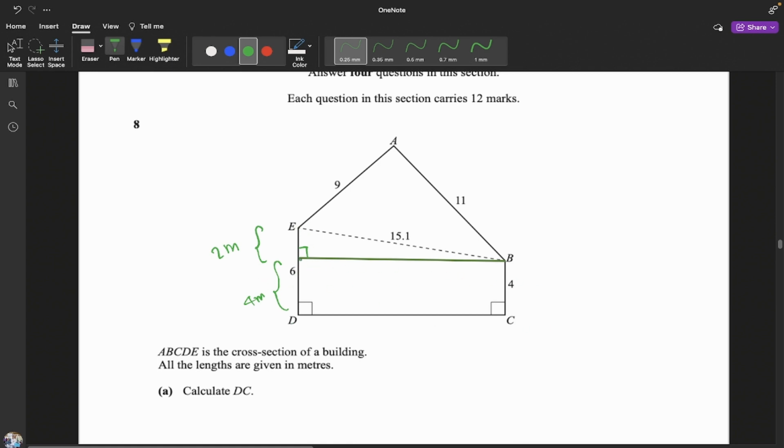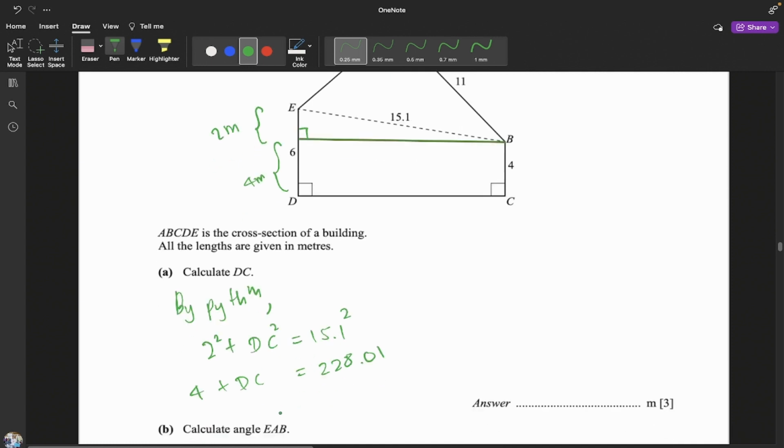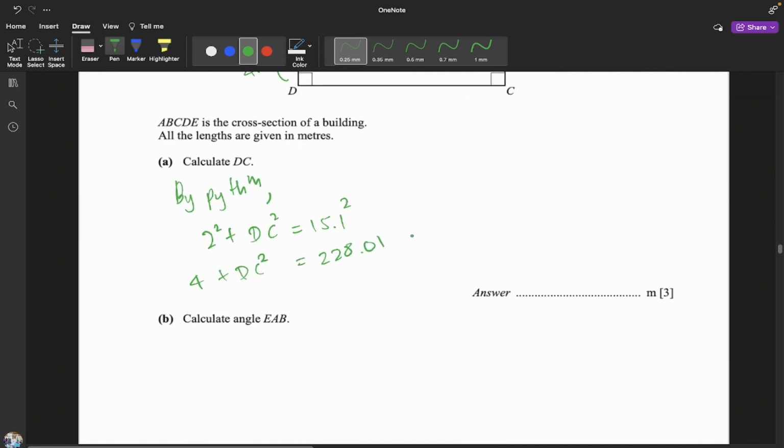So you can see this is a right angle triangle, so we can use Pythagoras theorem to find DC. By Pythagoras theorem you can write properly: 2 square plus DC square equals 15.1 square. 15.1 square is 228.01. 2 square is 4 plus DC square. I'll write it here.